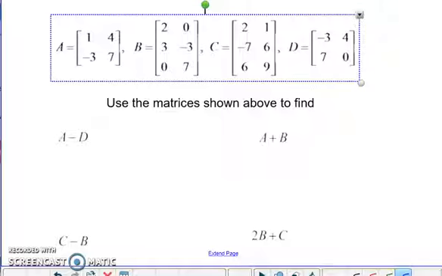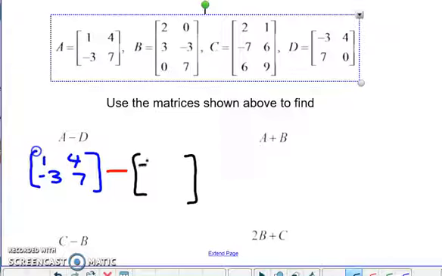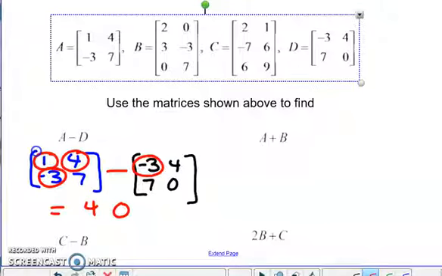So for example, if I'm doing A minus D, A is 1, 4, negative 3, 7. I'm just going to subtract D. Okay, D is negative 3, 4, 7, 0. Now, of course, you have to make sure the dimensions are the same. So this is 1 minus negative 3, which is the same as 4, 4 minus 4, which is 0, negative 3 minus 7, and 7 minus 0. Again, if you prefer to add the opposite, you can do that.